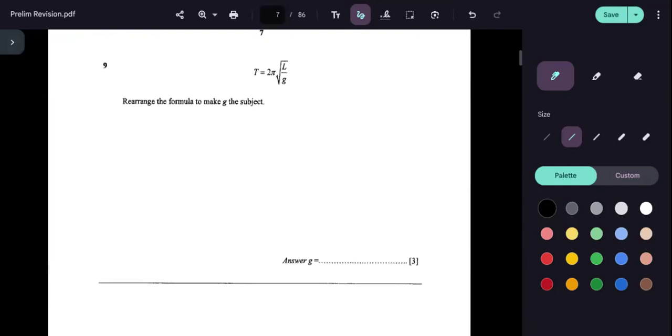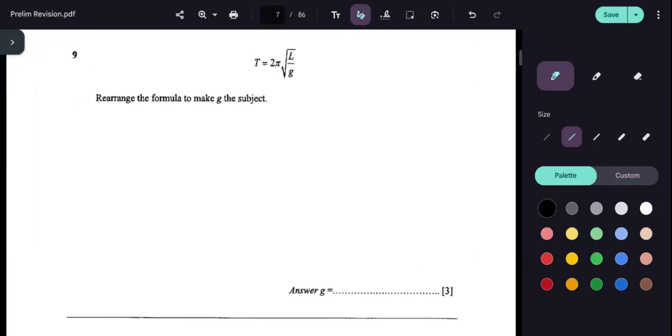Okay, now we come to the next question. Now this is another algebraic question.